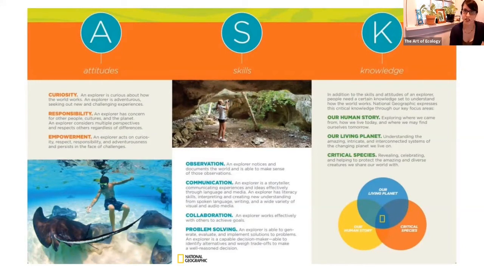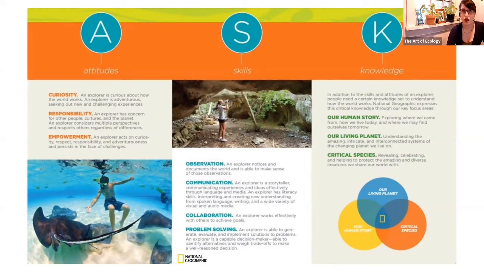Then you have their skills of observation, communication, collaboration, and problem solving. Again, with citizen or community science, students are going to be recording observations that they make. So that's a skill that they're going to be greatly increasing. All of this helps them to develop these skills in the classroom, and then they can take it out of the classroom and apply that to their everyday lives.